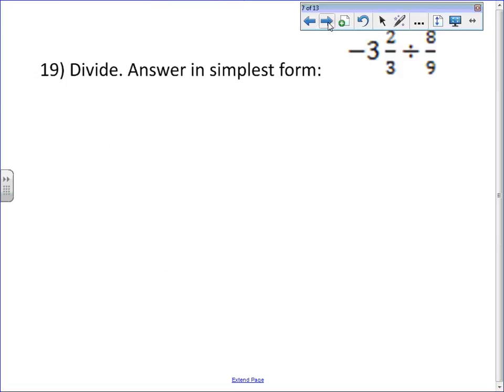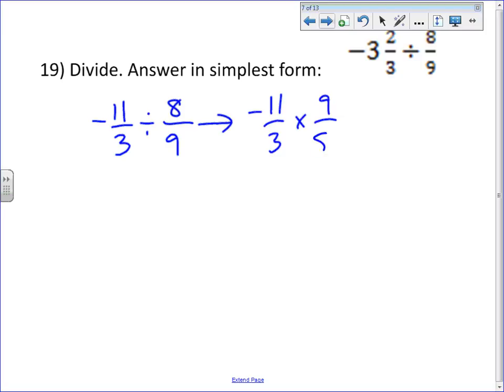Number 19, divide and keep my answer in simplest form. Well, if I'm going to divide, the first thing I need to do is turn that mixed number into a improper fraction. So negative 11 over 3 divided by 8 over 9. Keep change flip. Negative 11 over 3 times 9 over 8. Negative times a positive is a negative. 11 times 9 is 99. 3 times 8 is 24.